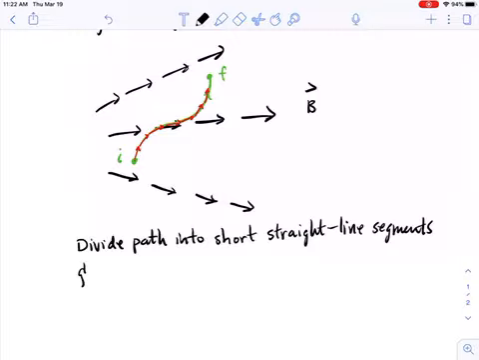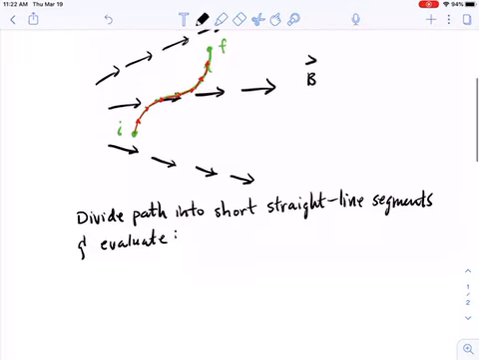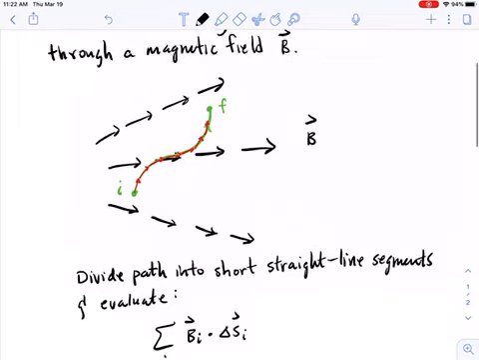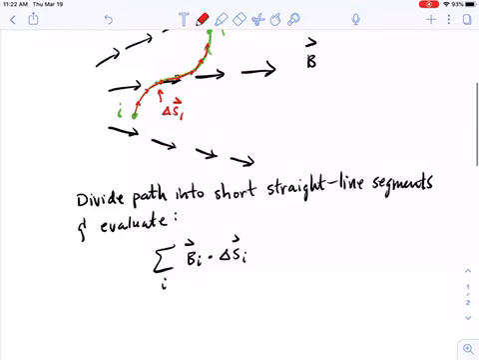And we're going to evaluate the following sum. We're going to sum over i the magnetic field dot product with delta s_i. What I mean by delta s_i is that each one of these little red vectors represents a delta s_i. It's a vector of magnitude delta s, and it points in a direction that's tangent to the curved green path.